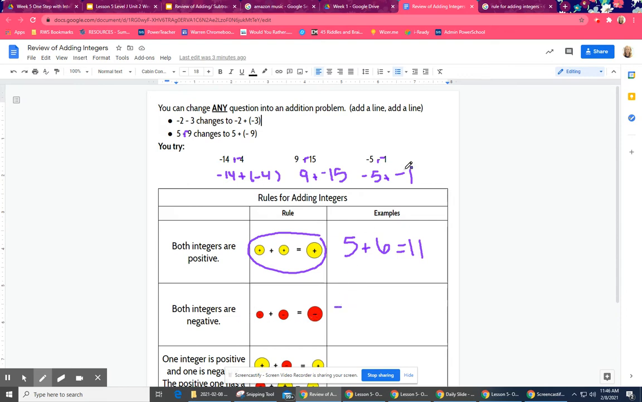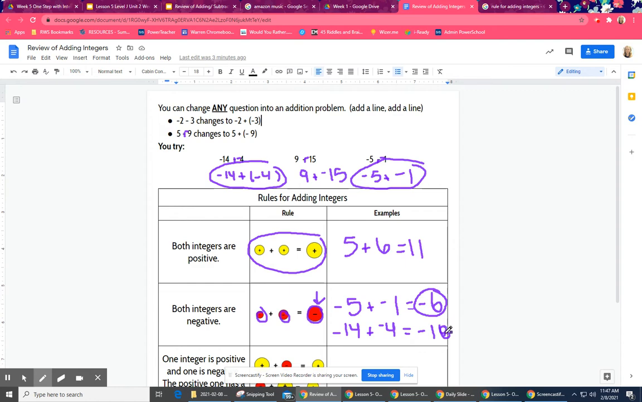So if both integers are negative, so for example, let's just take this one, -5 plus -1, it equals a bigger negative. Notice this circle is bigger than these two. So -5 plus -1 equals a bigger negative. You'll literally add them and keep the negative sign. So that would be -6. There's another one up here like that. So let's do that as an example. -14 plus -4. A negative plus a negative. You will add them, and that would equal -18. Sorry.